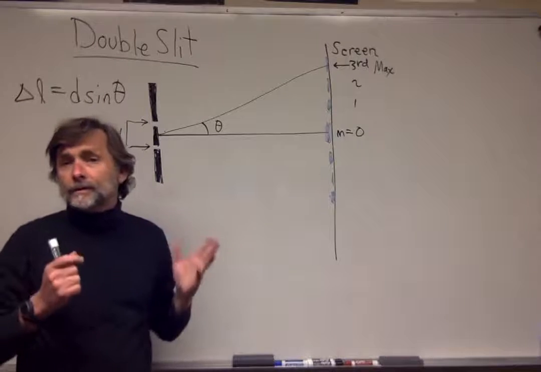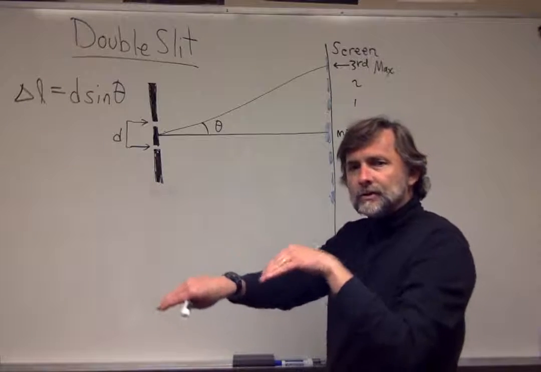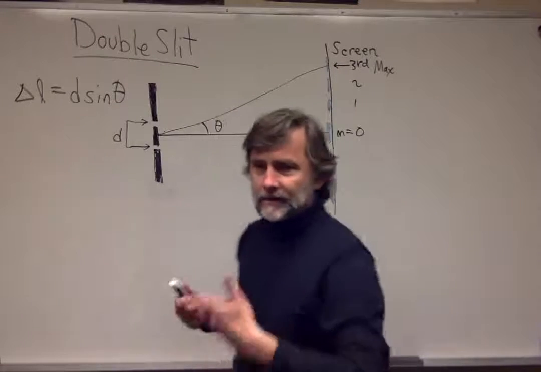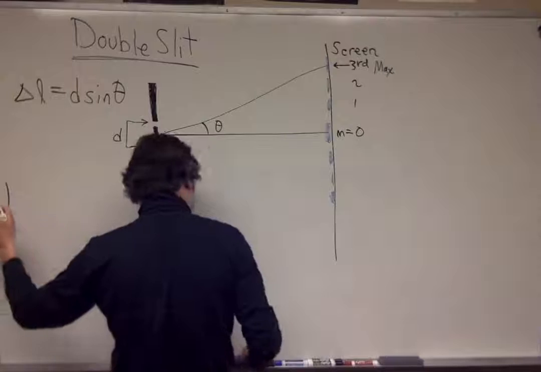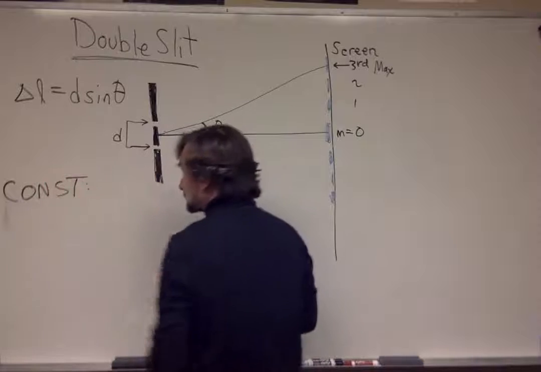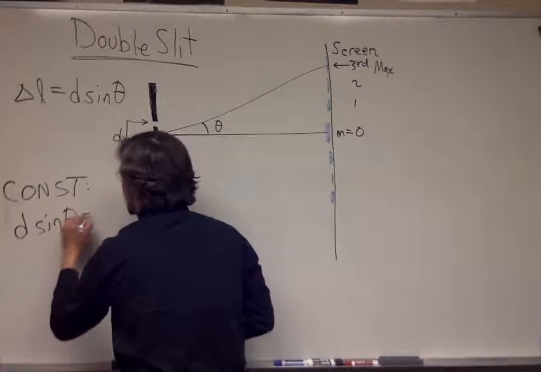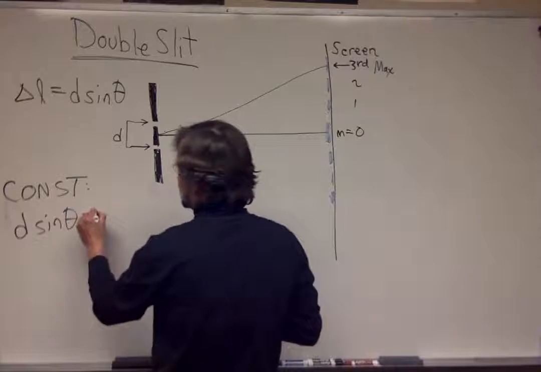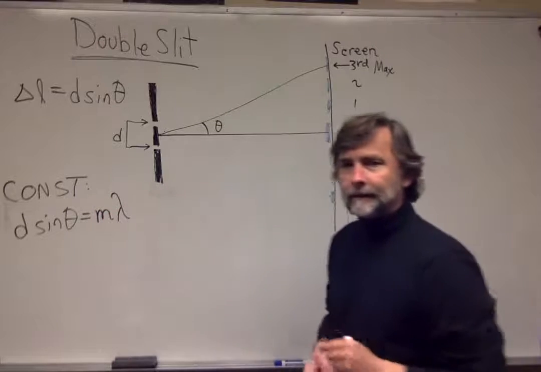In the case of constructive interference, we only have constructive interference when the waves are an integer number of waves separating each other. In other words, this path length separation, delta L, is an integer number of wavelengths. So that means for the double slit experiment and for constructive interference, constructive only now, we can write d sine theta as an integer number of wavelengths. And we'll use the letter m to represent an integer. It is always an integer in this context. And lambda as the wavelength.